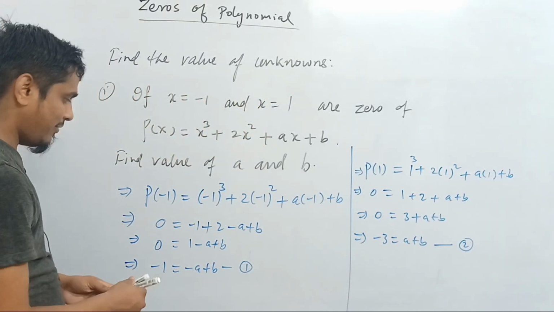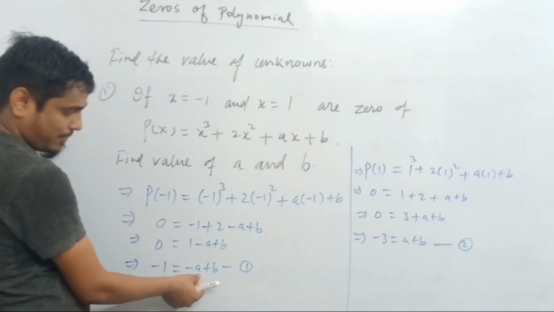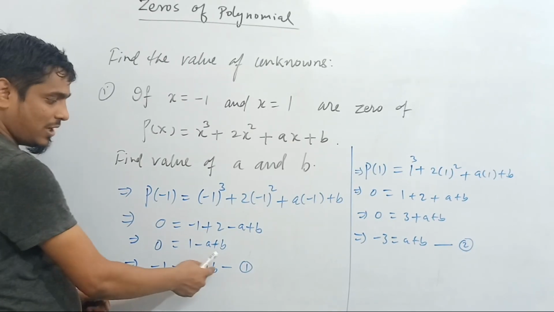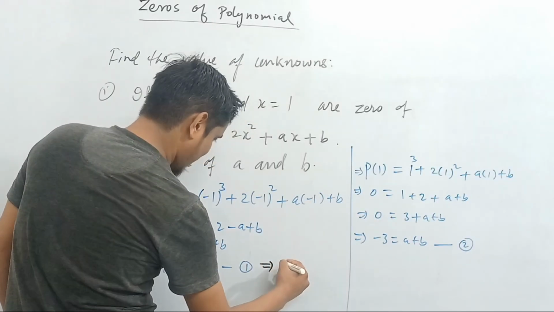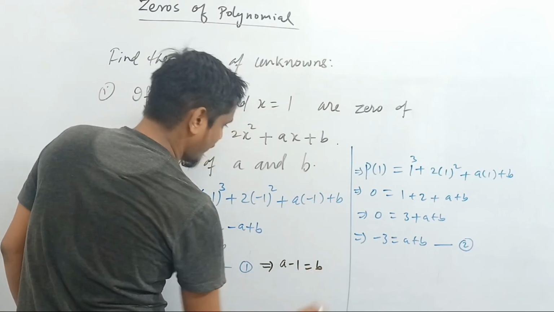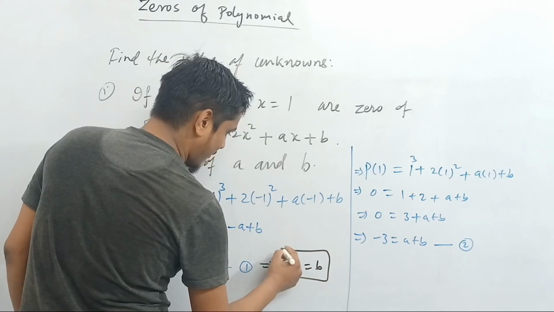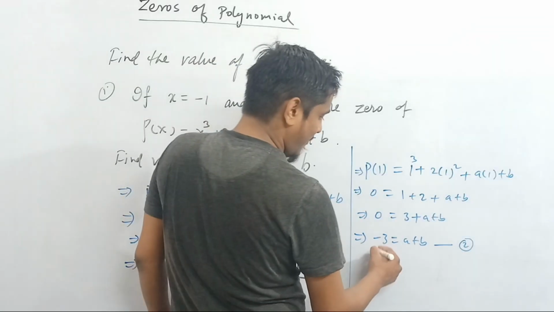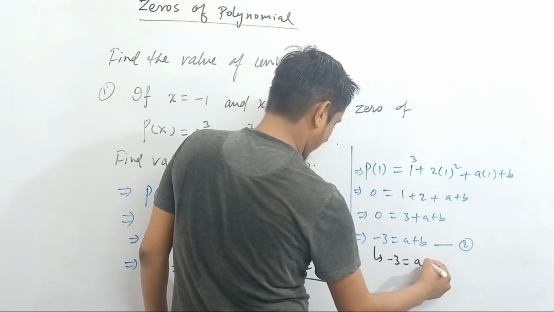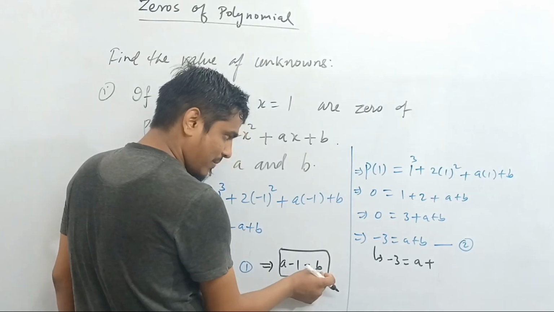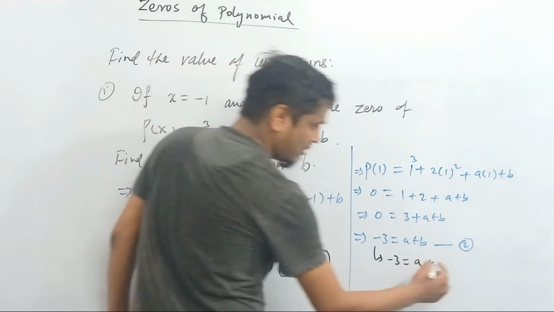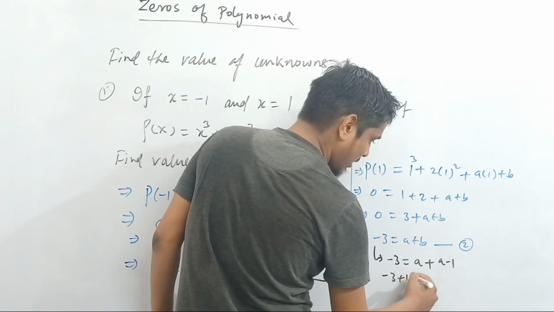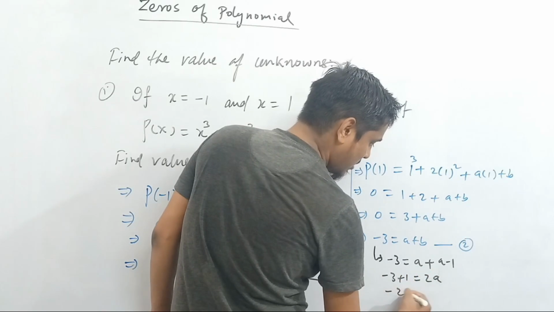So let's try to solve this for b first. If I'm just taking this minus a to the left side, that is going to be plus a minus 1 is equal to b. So from this equation we'll get a minus 1 is equal to b. The value of b is equal to a minus 1 we have got, right? Now this value of b we need to substitute in the second equation. So then this will give us what? Negative 3 is equal to a plus, in place of b we need to keep a minus 1. So a minus 1. So that is going to give us minus 3, minus 1 goes over here, plus 1, and here this is 2a. So this is minus 2 is equal to 2a.